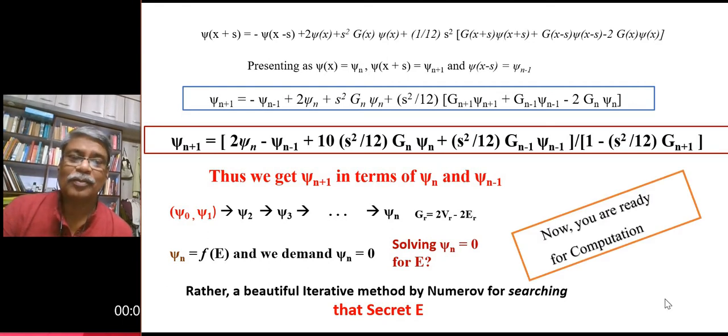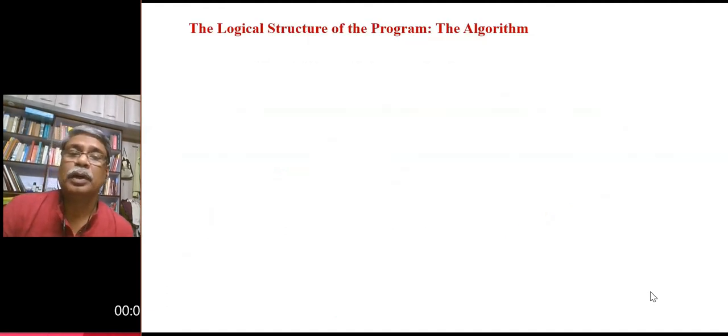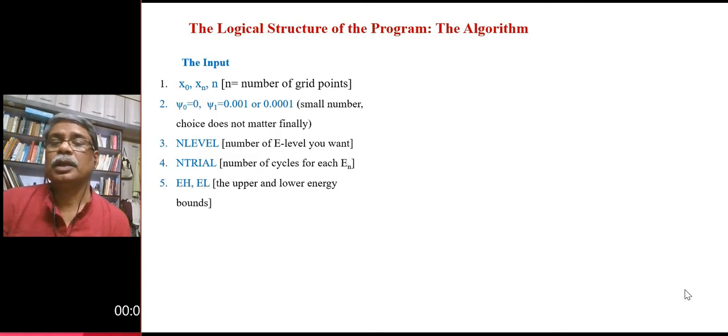So now you are ready for computation. Okay. So let us first have the logical structure of the program, what we call the algorithm. What are the steps? The program must have a set of inputs, right? So let us jot down what the inputs are. Of course, we need the minimum leftmost point x0 and the rightmost point xn.